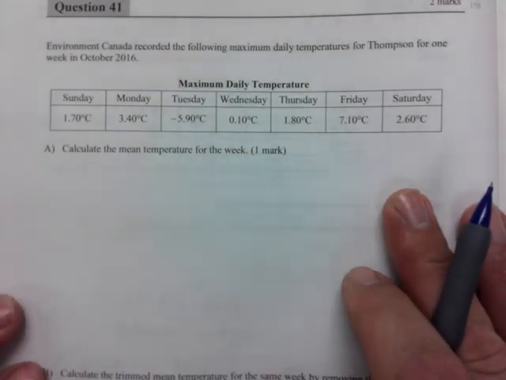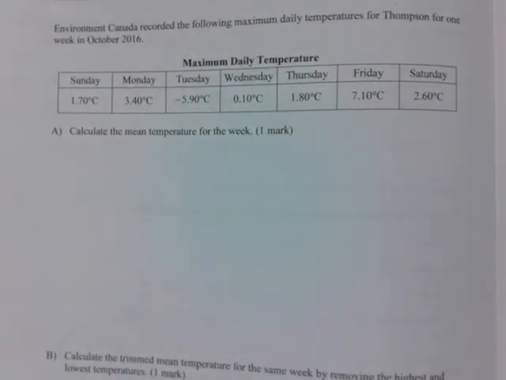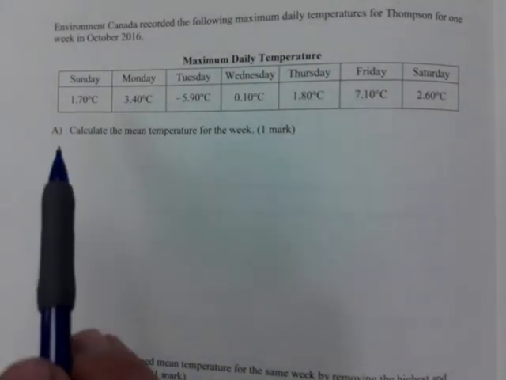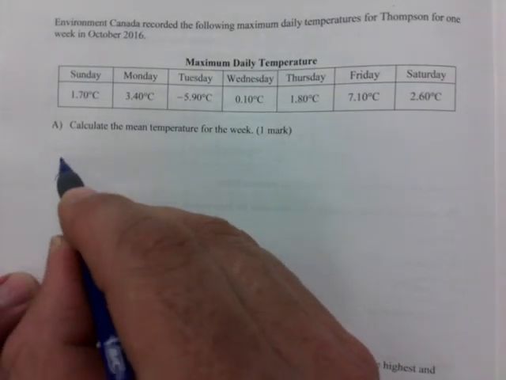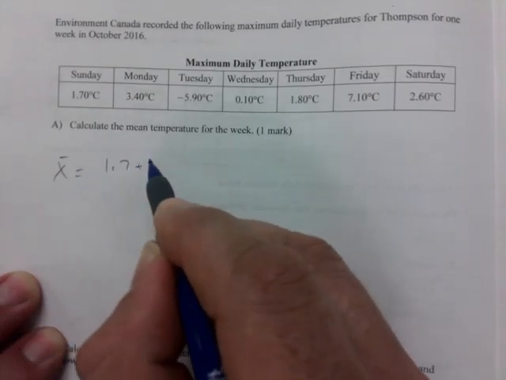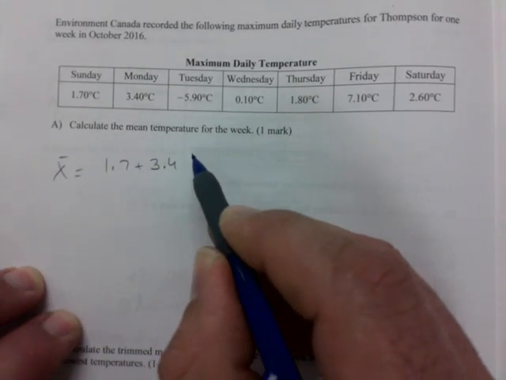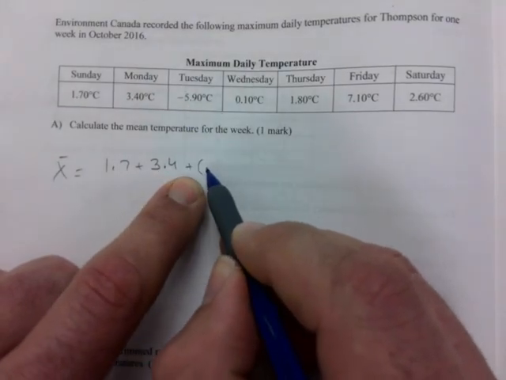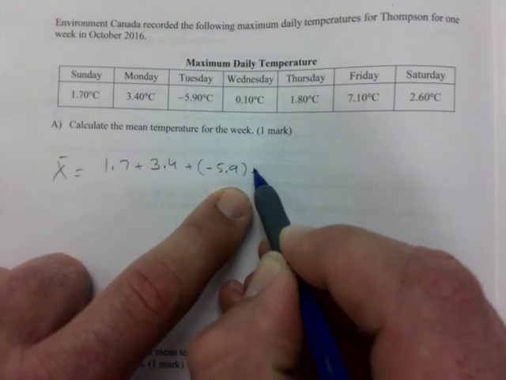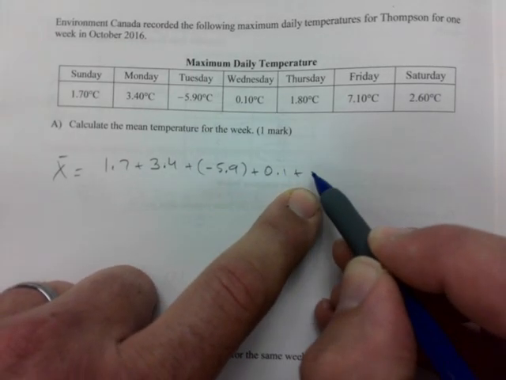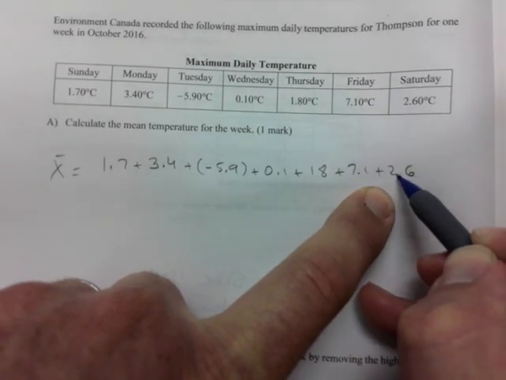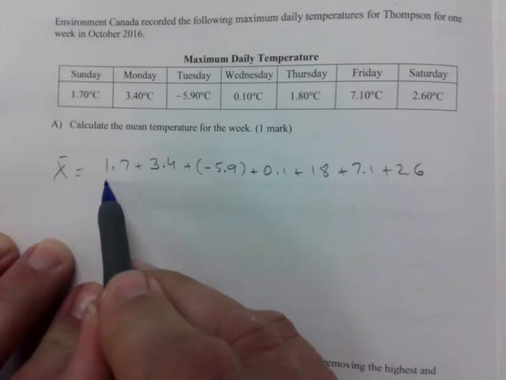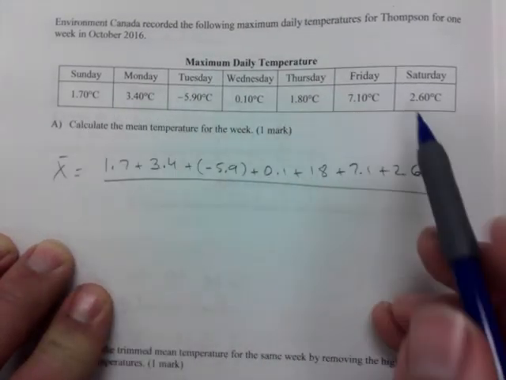Almost done. 2 questions left. We've got daily temperatures for Thompson in 1 week. And here they are. Calculate the mean temperature for the week. So for the mean, you just go 1.7 plus 3.4. And there you have to be careful. Plus minus 5.9 plus 0.1 plus 1.8 plus 7.1 plus 2.6. Notice that I'm dropping the zeros at the end because they are not needed. Divided by, that's 7 days here.